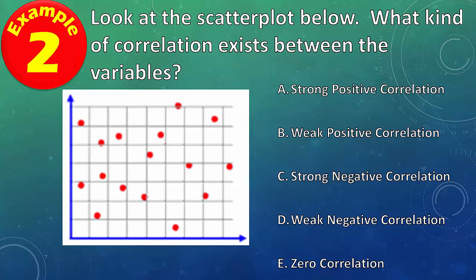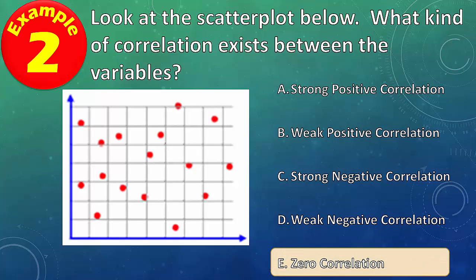Looking at this example, what kind of correlation exists? Notice these points are all over the place. So we would say it has no correlation, or in this case, zero correlation. Same thing.